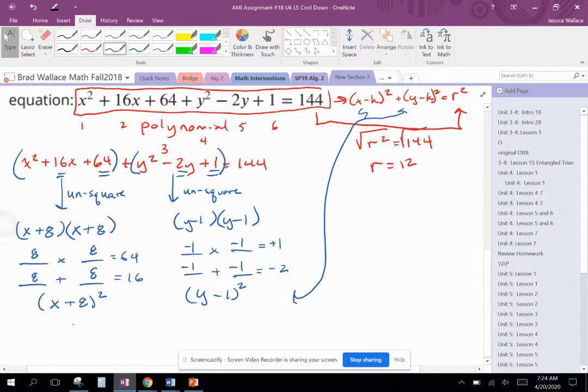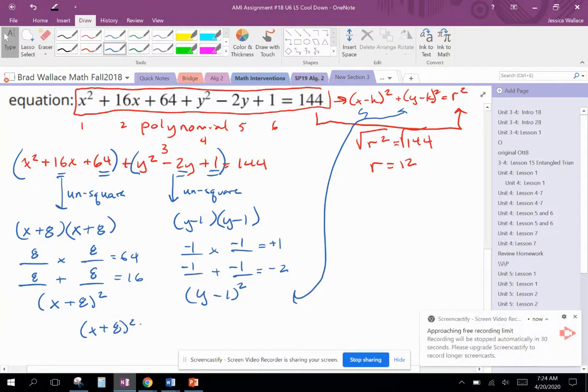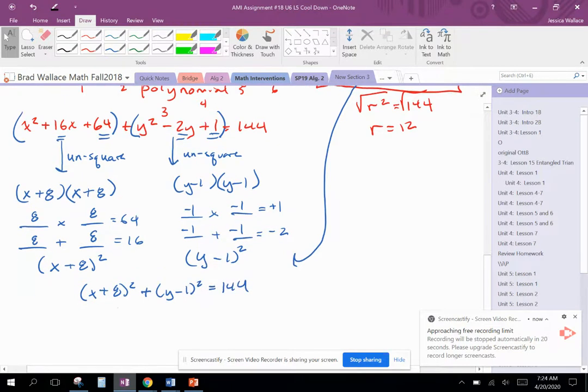And so what we now have is this portion and this portion of our circle equation. And so my circle equation is x plus 8 squared plus y minus 1 squared equals 144. And so my center is signified by the 8 and the 1. And so remember, this is x minus h, y minus k, which represents my center. So this is going to be negative 8, because it's the opposite of it, and 1. That is my center.